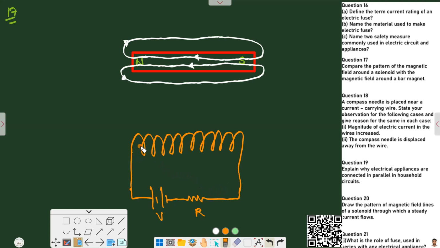So with this, when current flows, the direction of current will be like this, from positive to negative. And when we draw magnetic field lines here, we get similar magnetic field lines.